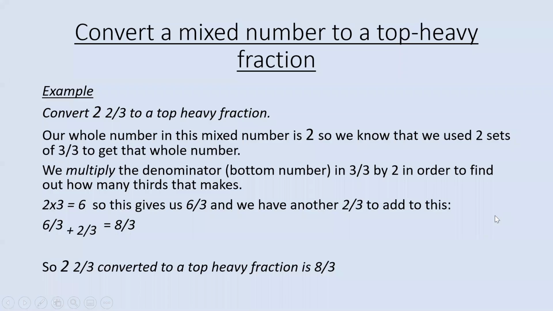So our whole number in this mixed number is 2. So we know that we use 2 sets of 3/3 to get that whole number. We multiply the denominator, the bottom number, in 3/3 by 2 in order to find out how many thirds that makes. So 2 times 3 equals 6. So this gives us 6/3, which is how many thirds make up the whole number 2.